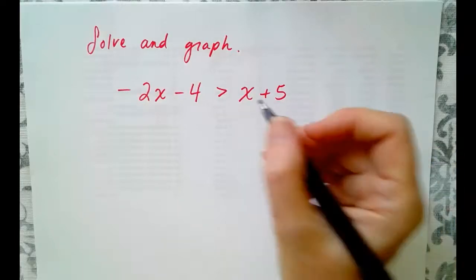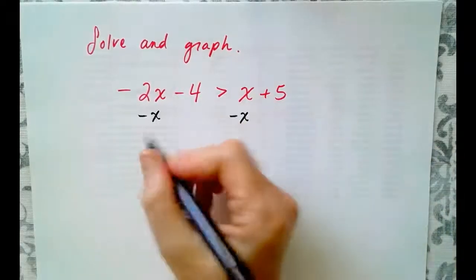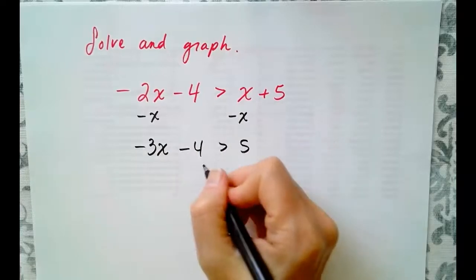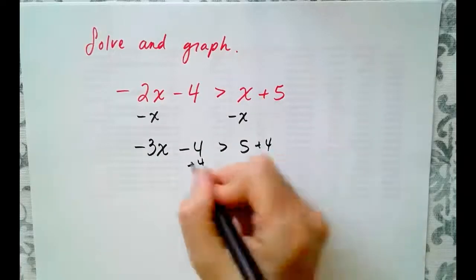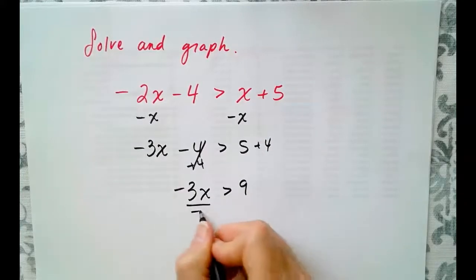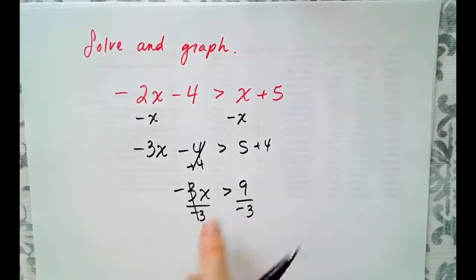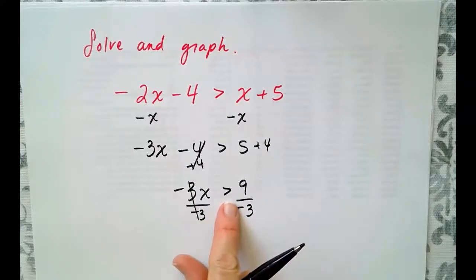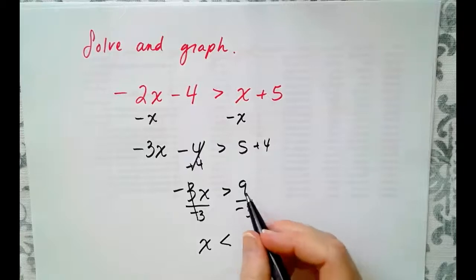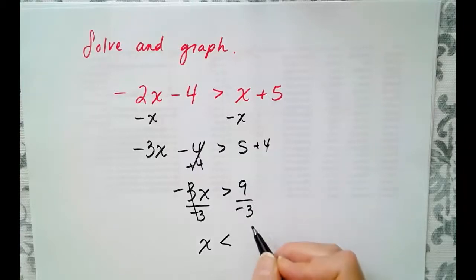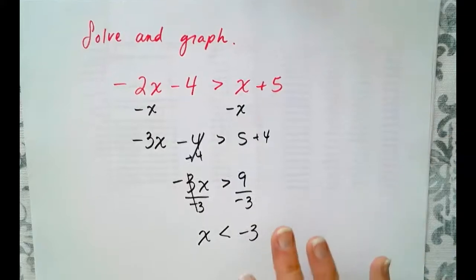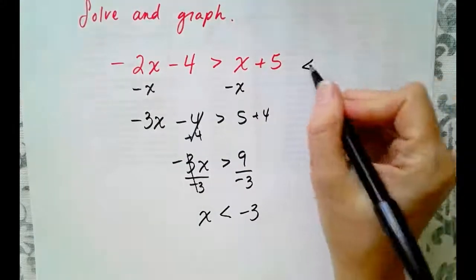So my plan is, let's subtract x from both sides, which gives us negative 3x minus 4 greater than 5. And now let's add the 4. So negative 3x is greater than 9. Divide by negative 3. Once again, we're dividing by a negative, so it will flip the inequality sign to strictly less than. 9 is divided by negative 3, that's negative 3. So this is our algebraic notation, our graphic notation.